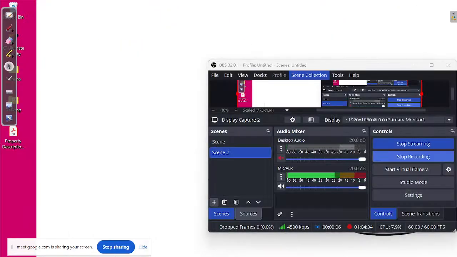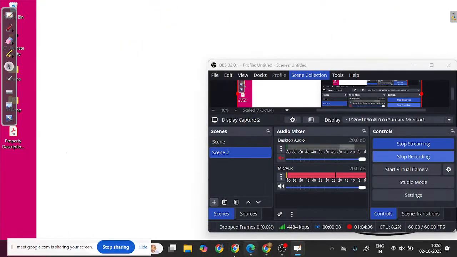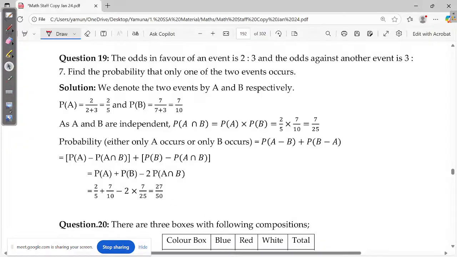19th. The earlier two problems, if you have finished, please join. Problem number 19.